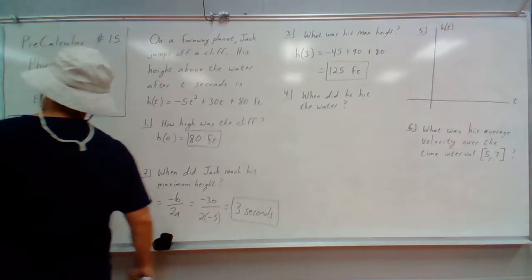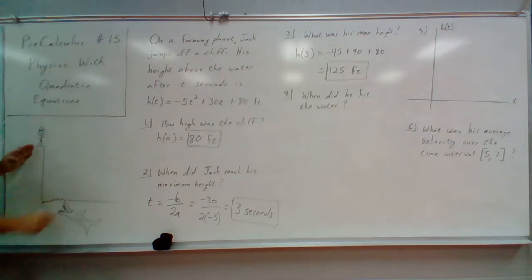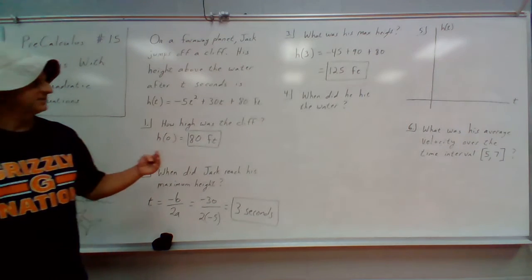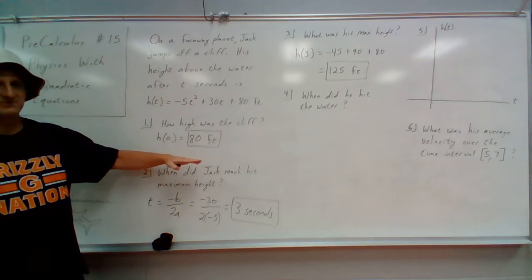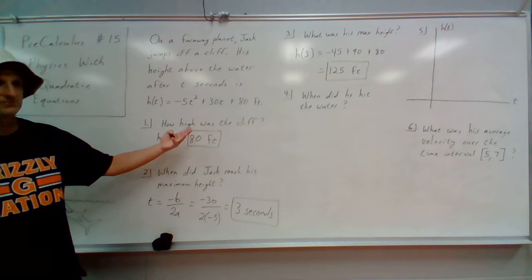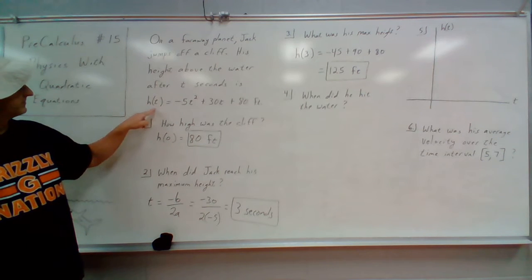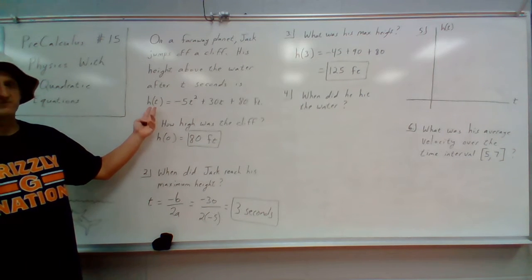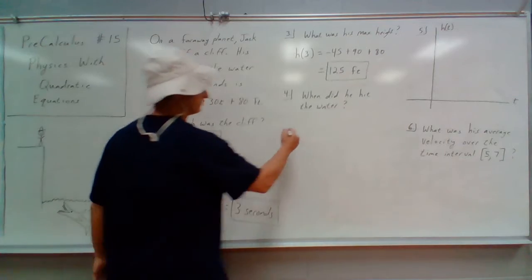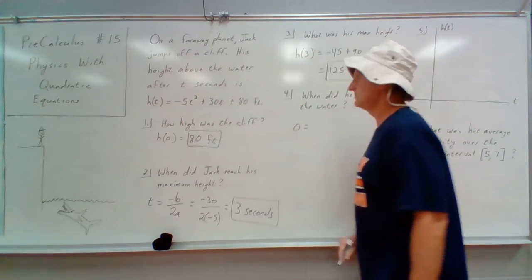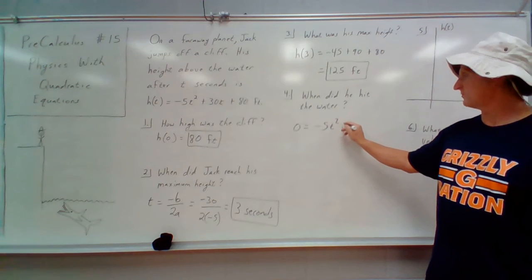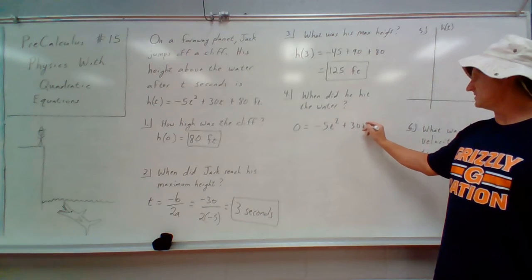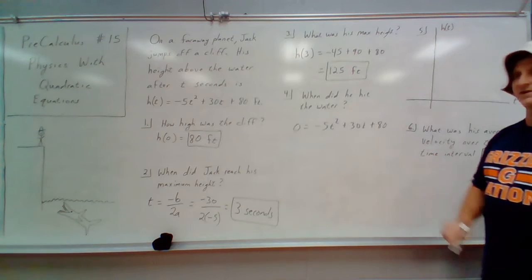Okay, so Jack jumps off this cliff. We want to know when he hits the water. What was Jack's height above the water when he hit the water? Well, his height above the water when he hits the water would be 0. This function tells us the height, so we want to know when the function value is equal to 0. So we're wanting to know when 0 is equal to negative 5t squared plus 30t plus 8.